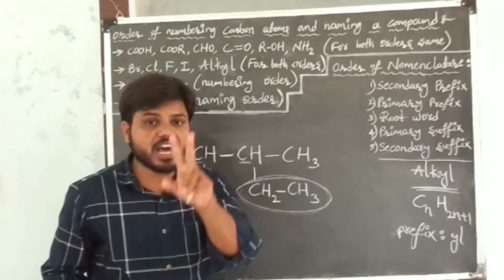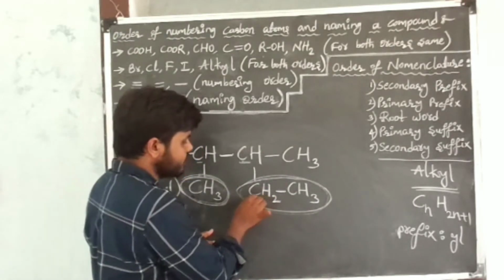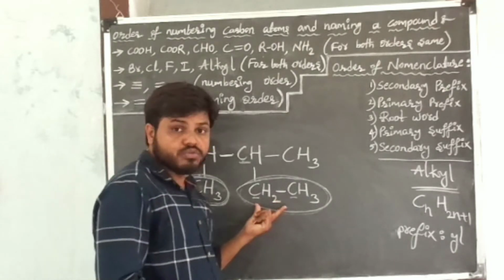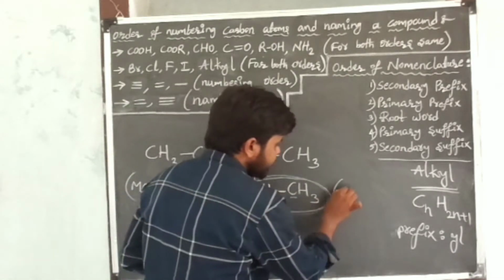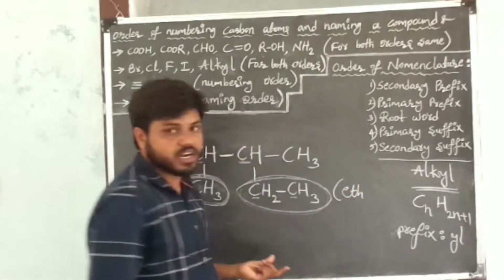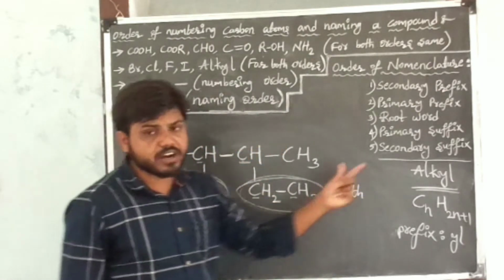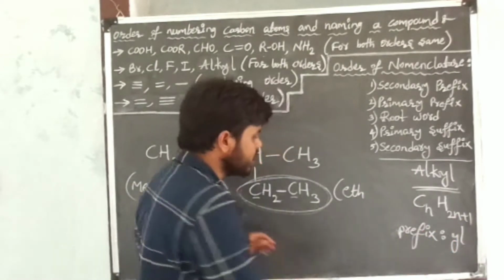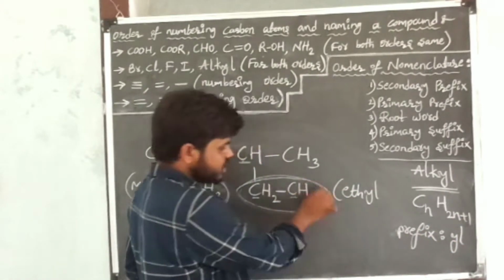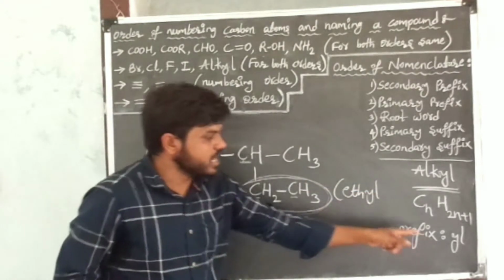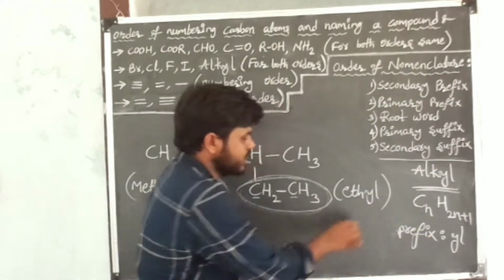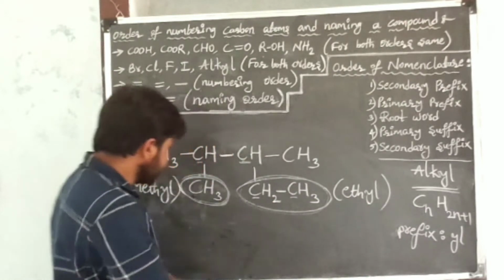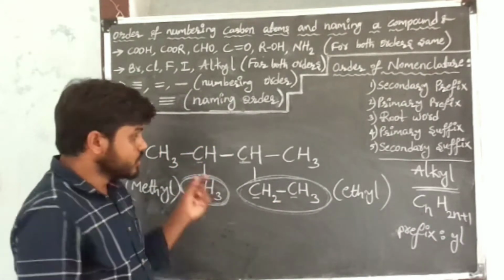Now take the other substance. How many carbon atoms are there? Two carbon atoms, 1, 2. The root word of 2 carbon atoms is eth. It belongs to alkyl group, so the suffix of alkyl group is yl. That's why I wrote yl. So the name of the second substance is ethyl.